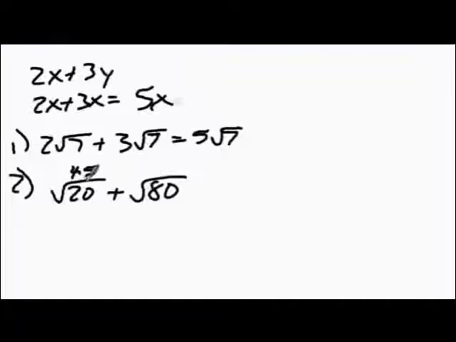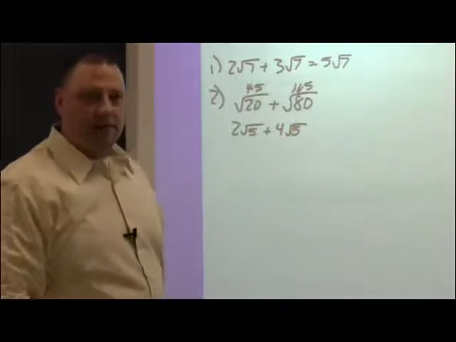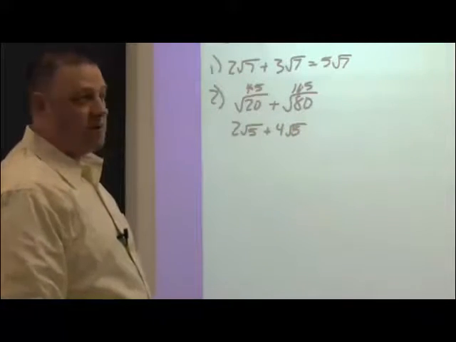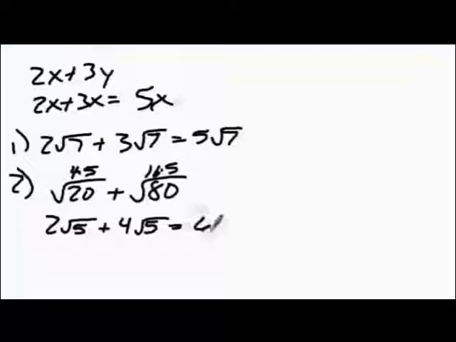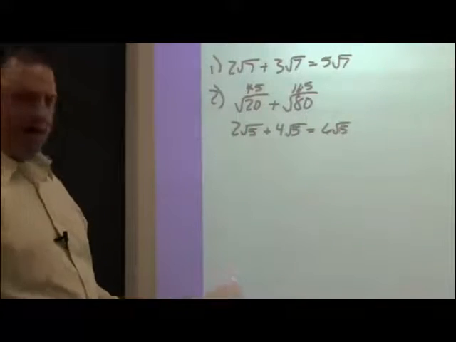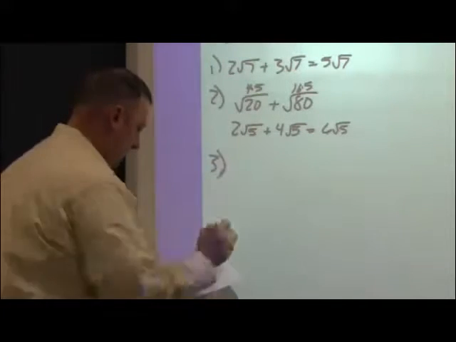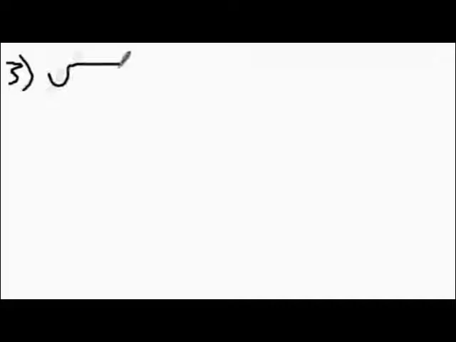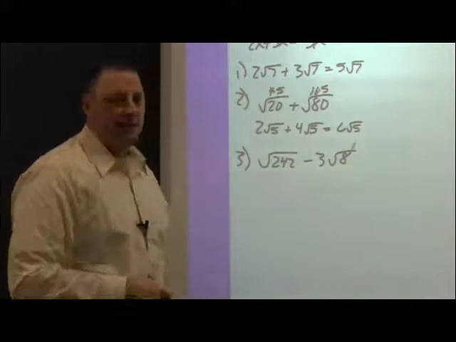Square root of 4 is 2, so you get 2 radical 5. And then 80, that's 16 times 5. Square root of 16 is 4, so we get 4 radical 5. Now you notice they both have the same radical, radical 5. So we just add the numbers 2 and 4, and we get 6 radical 5 out of it. Okay, let's try a subtraction one. Say we have the square root of 242 minus 3 radical 8. And if I say radical, I mean square root.